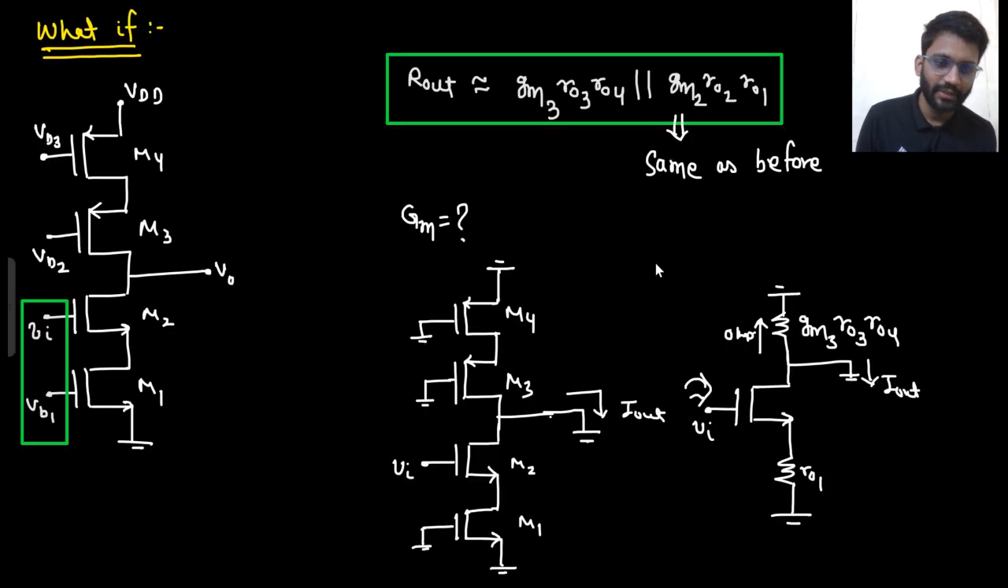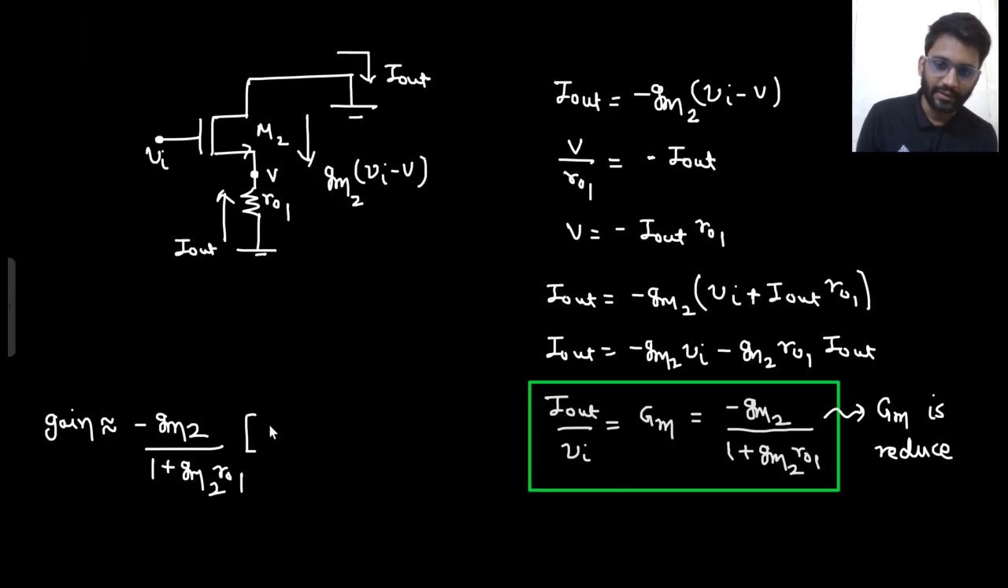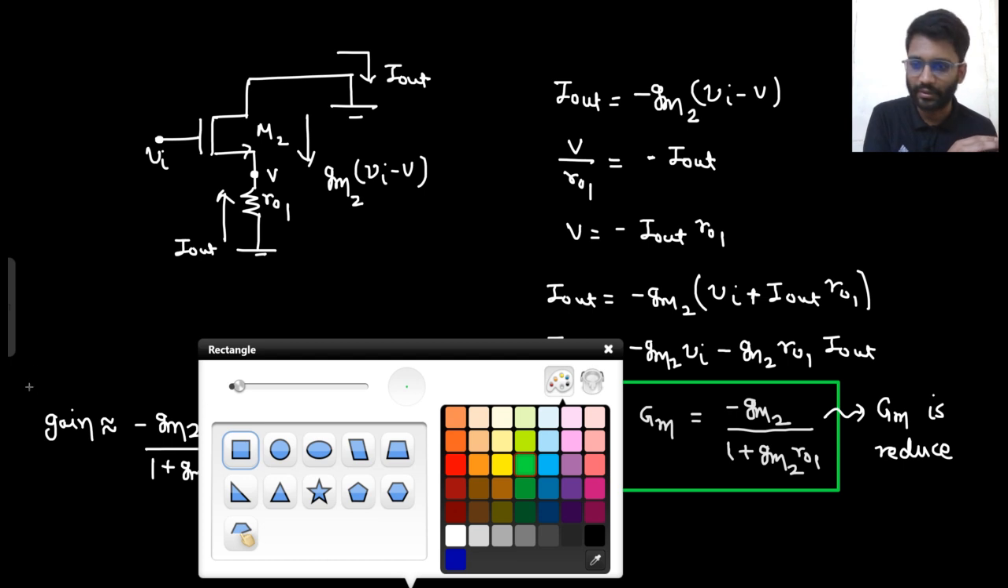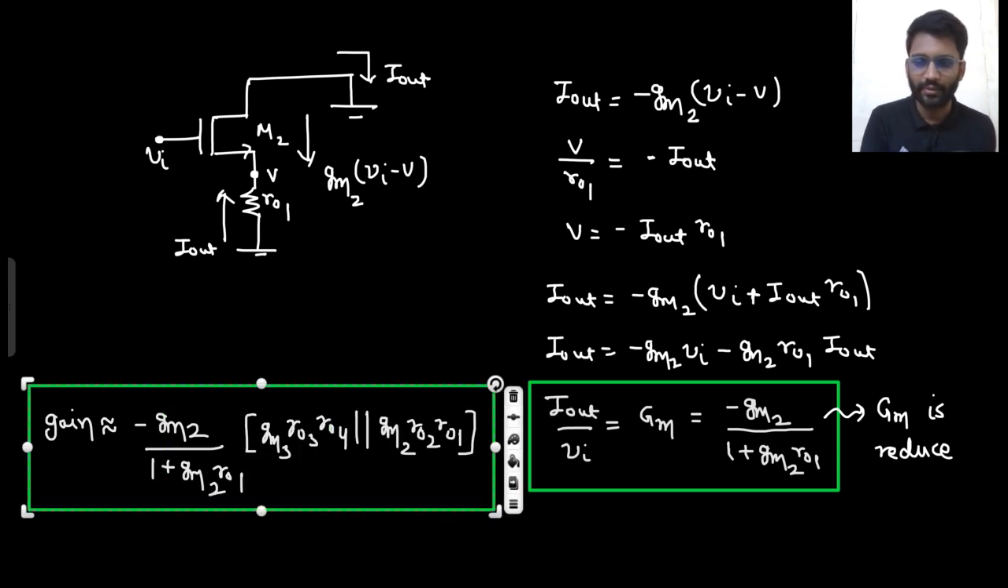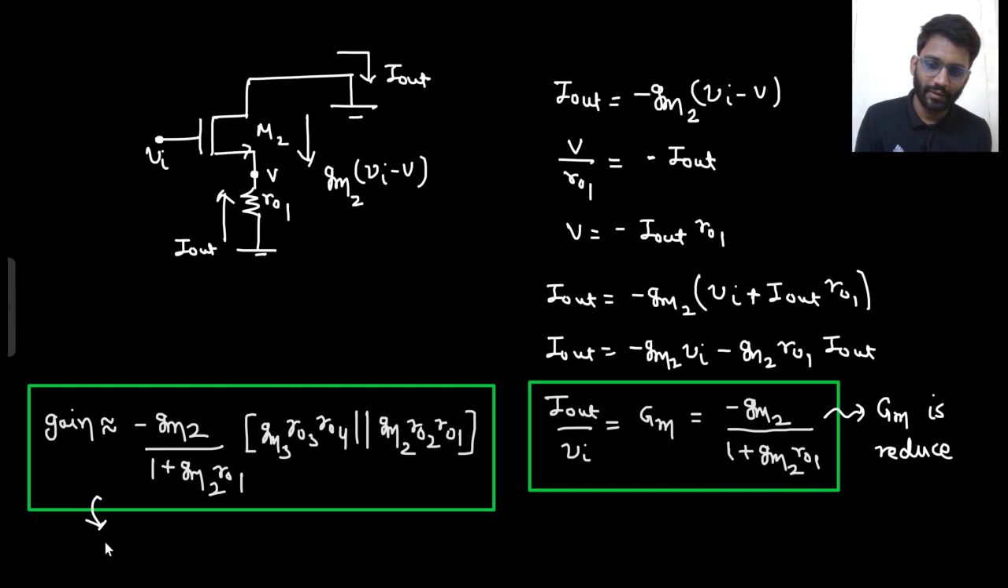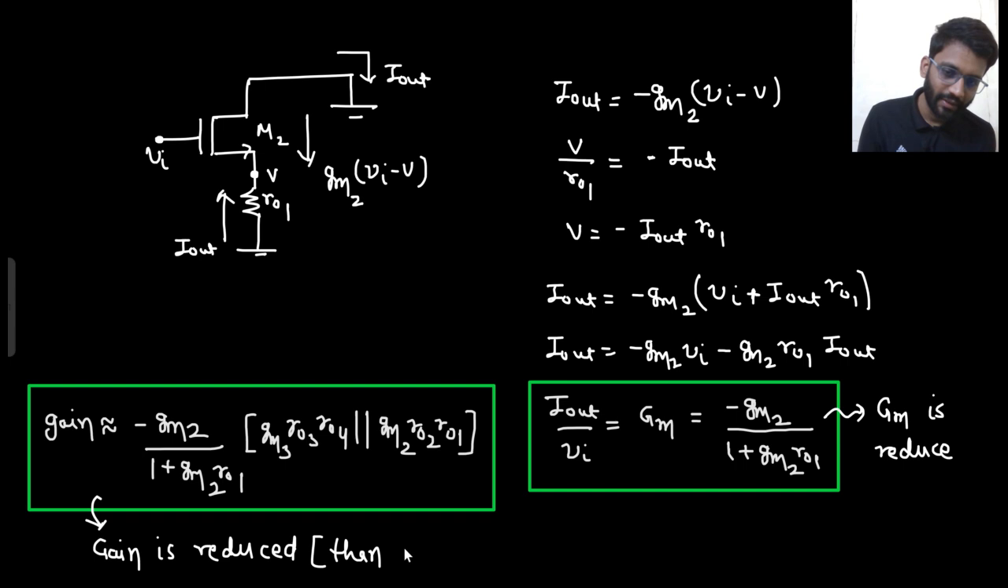And what was the output impedance? Output impedance was the same. GM3 R03 R04 parallel with GM2 R02 R01. So this gain is reduced. Gain is reduced. Just writing, reduced than what? Reduced than cascode amplifier.